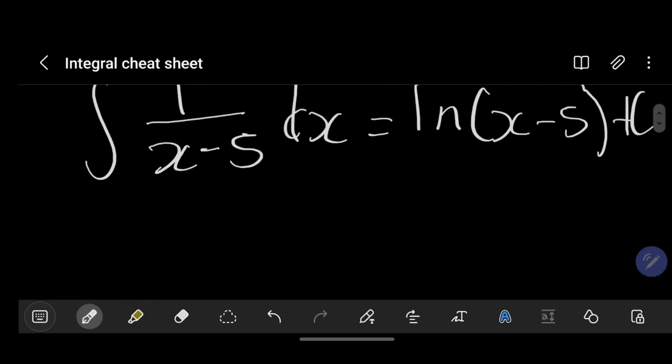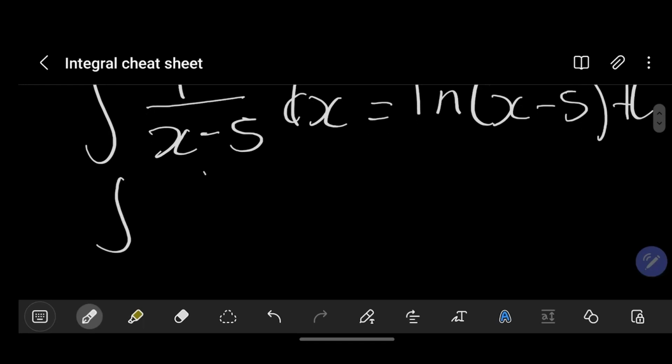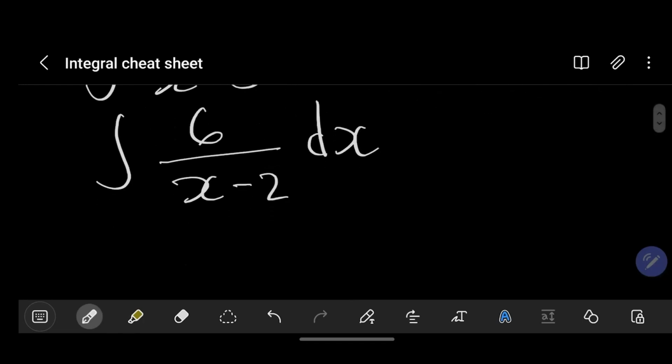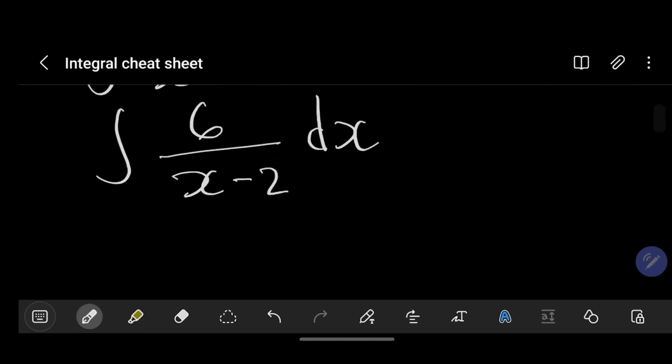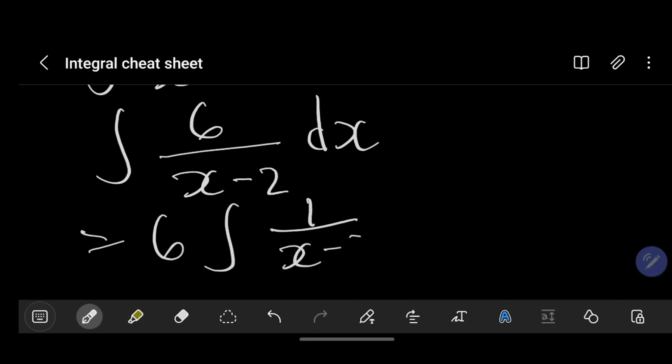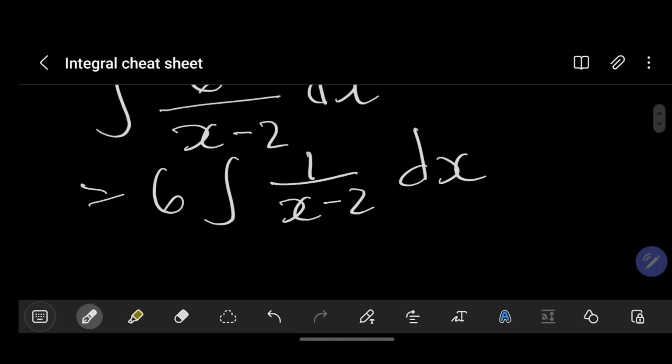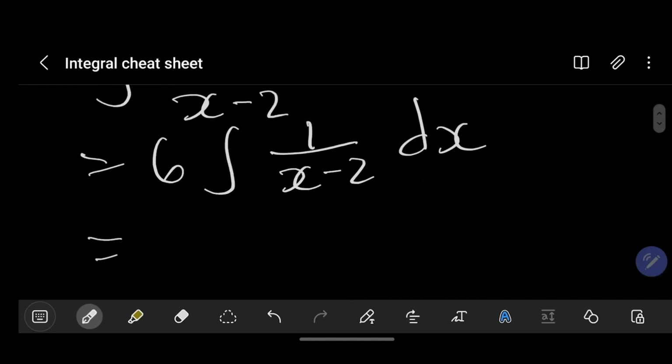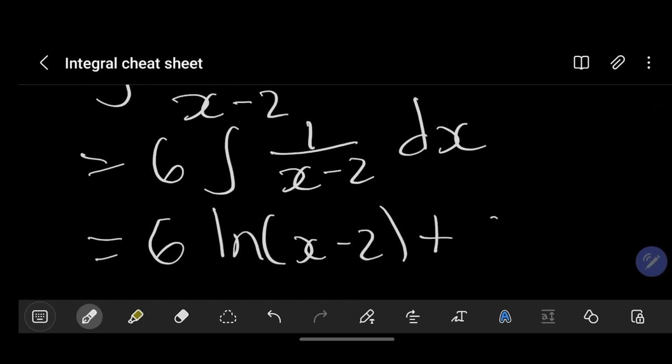Let's take another example. Let's do the integral of 6 over x minus 2 dx. So we can use the multiplication or the division rule we had earlier on. We can take 6 to the front, so we have 6 times the integral of 1 over x minus 2 dx. So now it's in the format we can use the reciprocal rule for. So we have 6 ln of x minus 2 plus c. Okay, quite simple. So that is basically the reciprocal rule, and that's how you use the reciprocal rule.